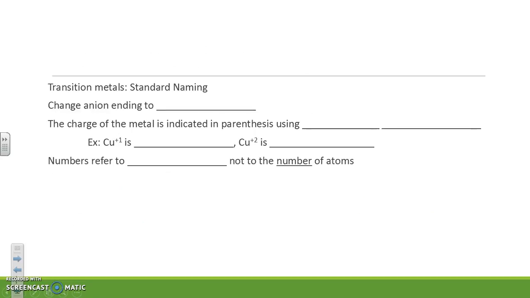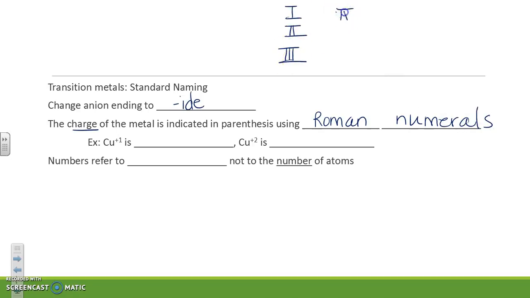What if it's a transition metal? So if it's a transition metal, the way that we name them, we change the anion ending to IDE still. We show the charge of the metal in parentheses using Roman numerals. You really don't need to know all of them. You just need to know 1, 2, 3, 4.